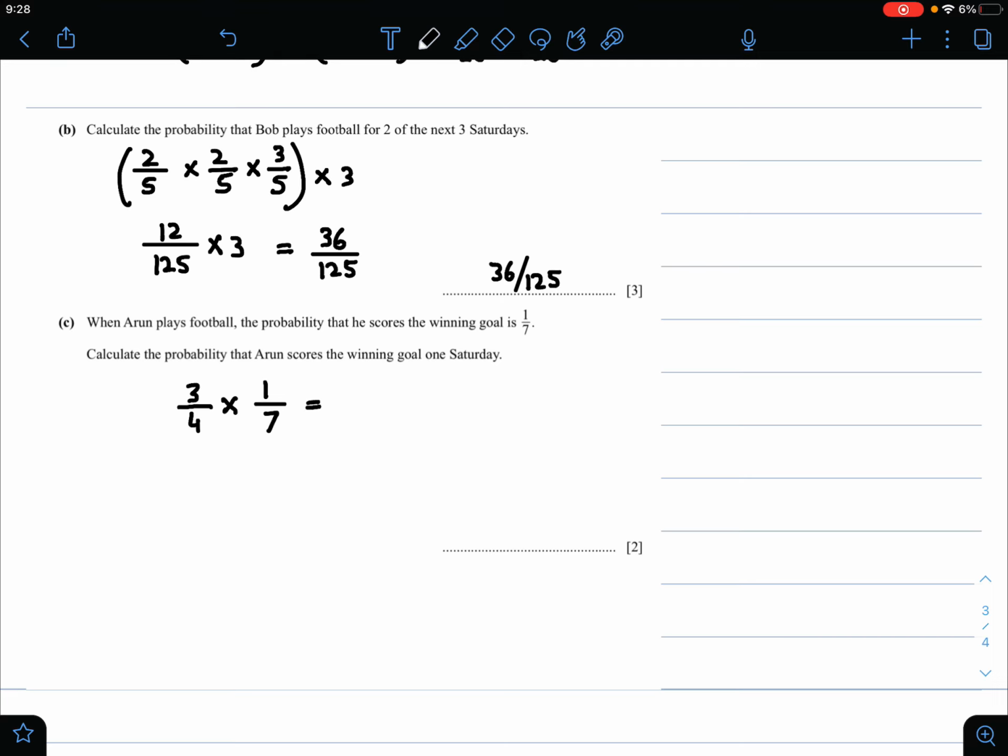So 3 by 4 multiplied by 1 by 7 is equal to 3 by 28. And therefore 3 by 28 will be your final answer for part C of this question.